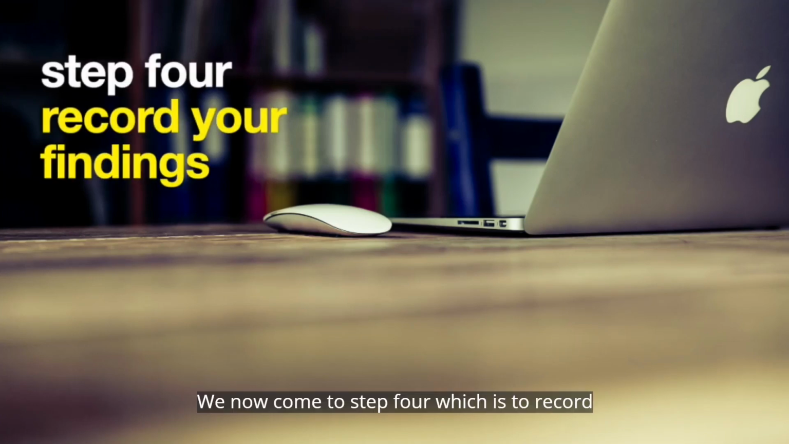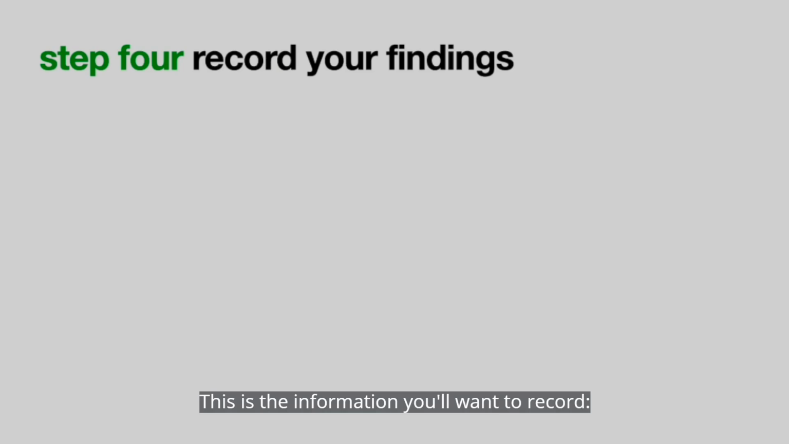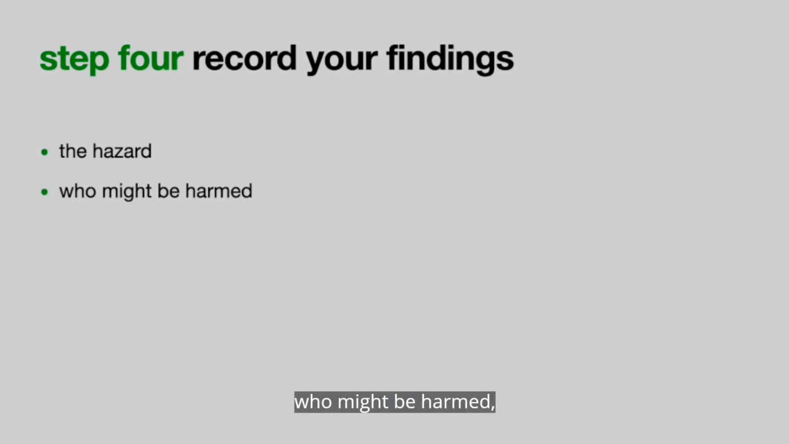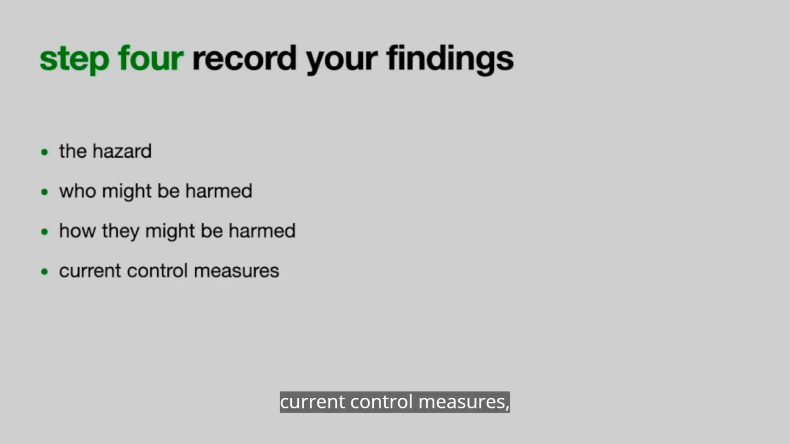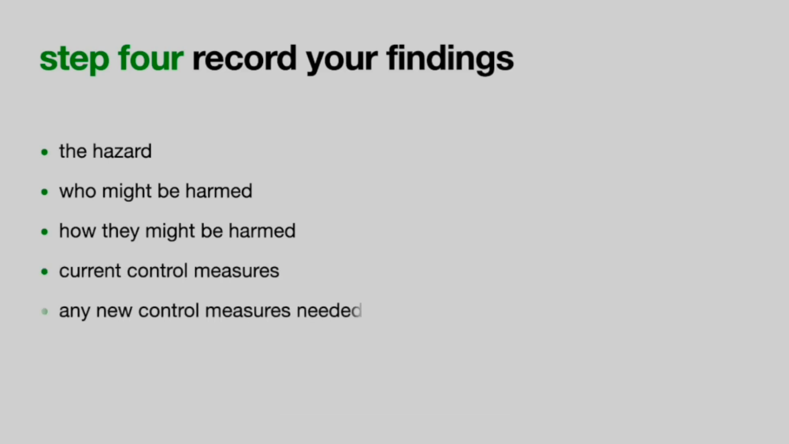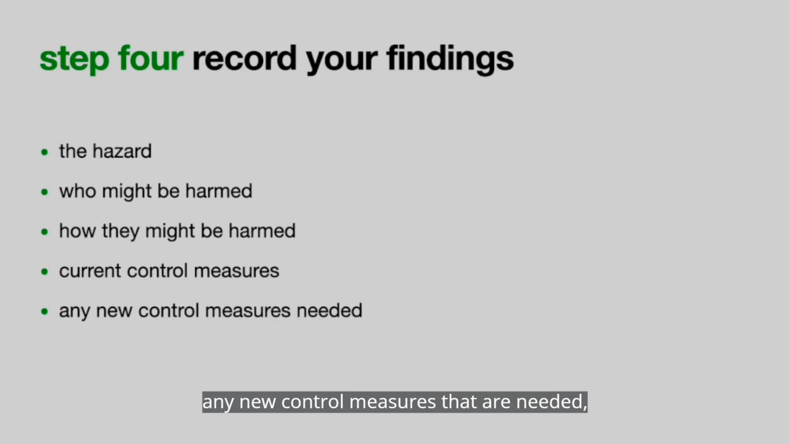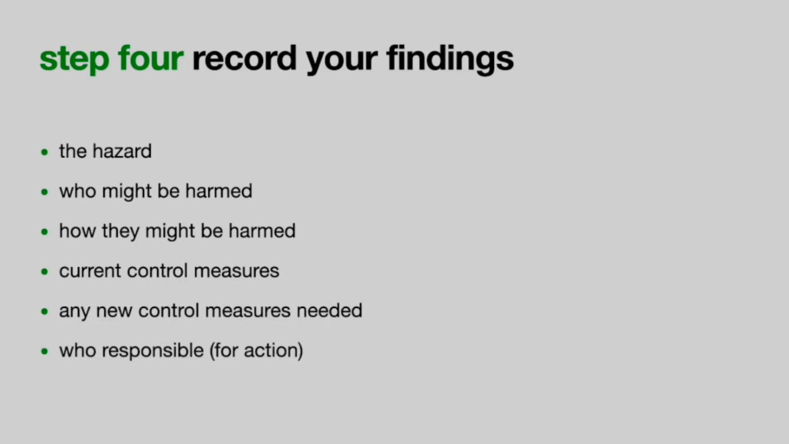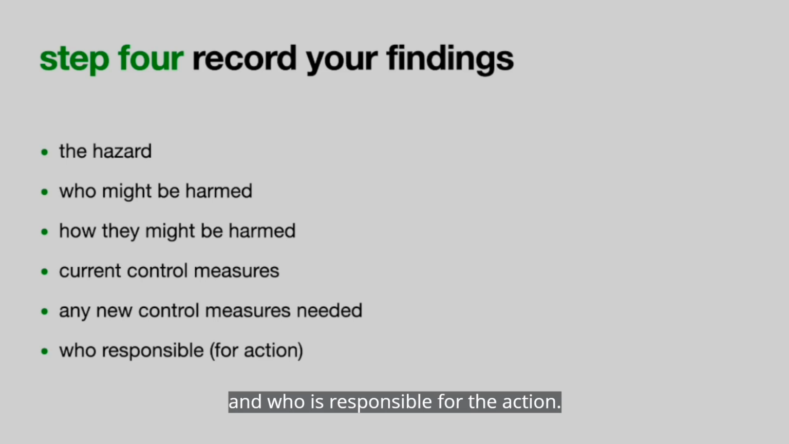We now come to step 4, which is to record your findings. One of the simplest ways is in the form of a table. This is the information you'll want to record: the hazard, who might be harmed, how they might be harmed, current control measures, any new control measures that are needed, and who is responsible for the action.